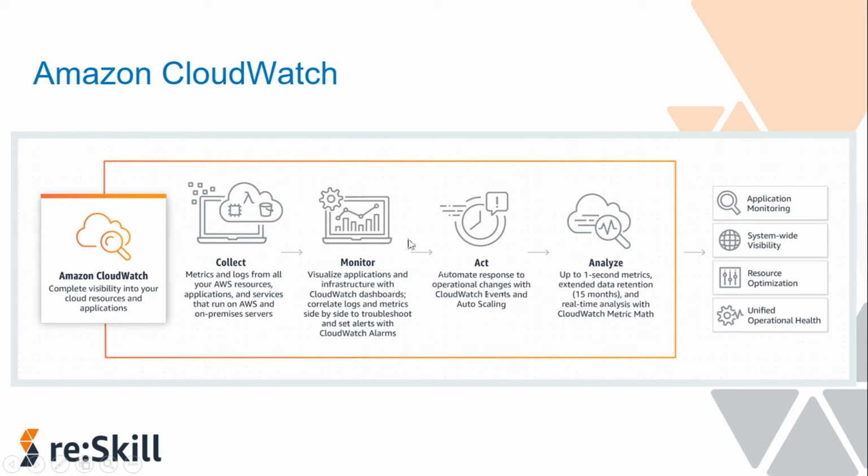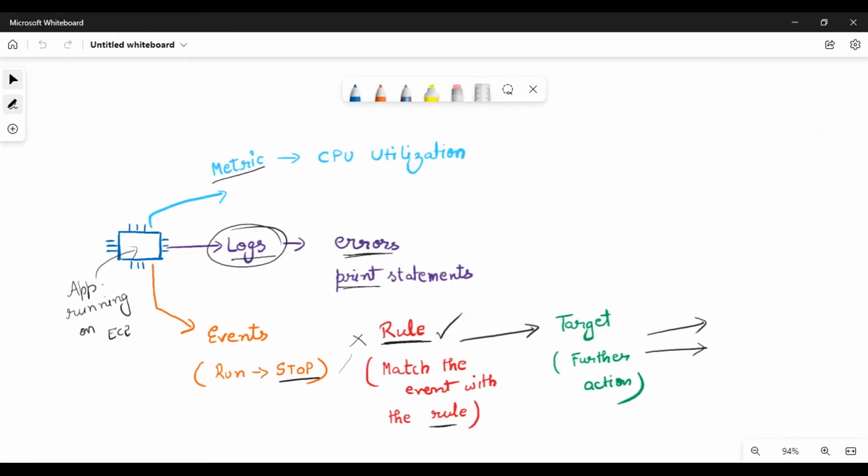It can act upon something, like if something is happening and you want to further automate the response action with respect to the event that has happened, you can do that as well. So the auto scaling of EC2 can work in conjunction with this, and you can even analyze up to 1 second metrics, and extended data retention you can have up to 15 months, and real-time analysis with CloudWatch metric math. So there are a lot of components in CloudWatch. Few of them I would like to tell you so as to get a basic understanding of CloudWatch.